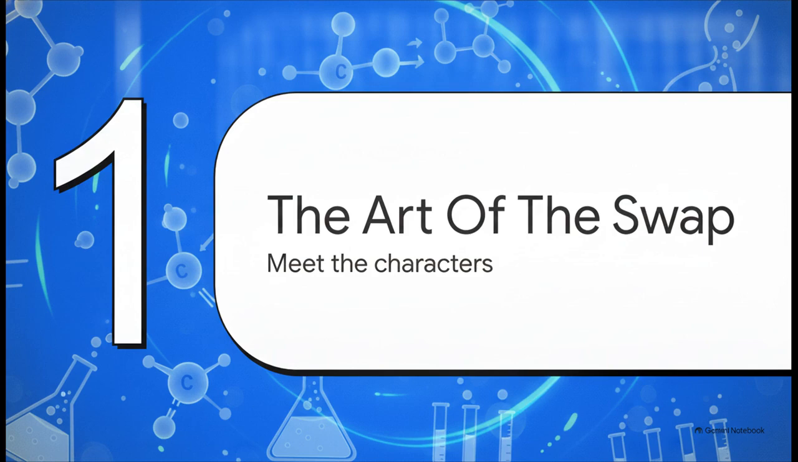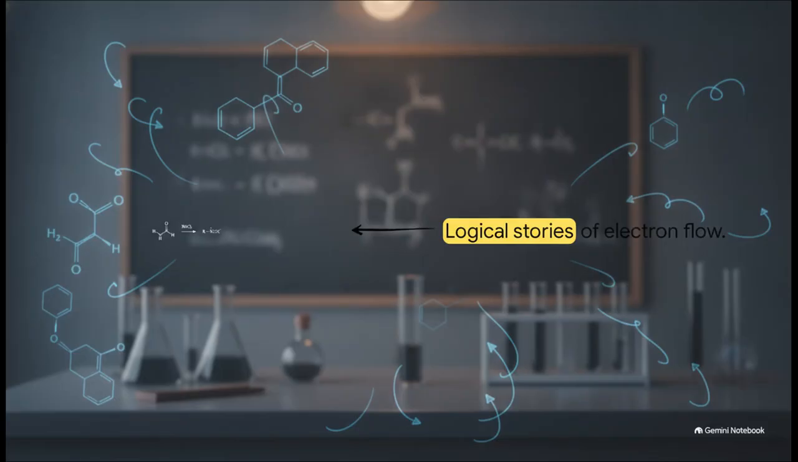Let's meet the characters. Organic chemistry mechanisms often look like a completely chaotic web of arrows scribbled on a chalkboard, but they actually just map out highly logical stories of electron flow. Every single curly arrow is literally just tracking the movement of a pair of electrons from a source to a destination. Once you learn to read the arrows, boom, the chaos completely disappears, and this beautifully structured narrative emerges.